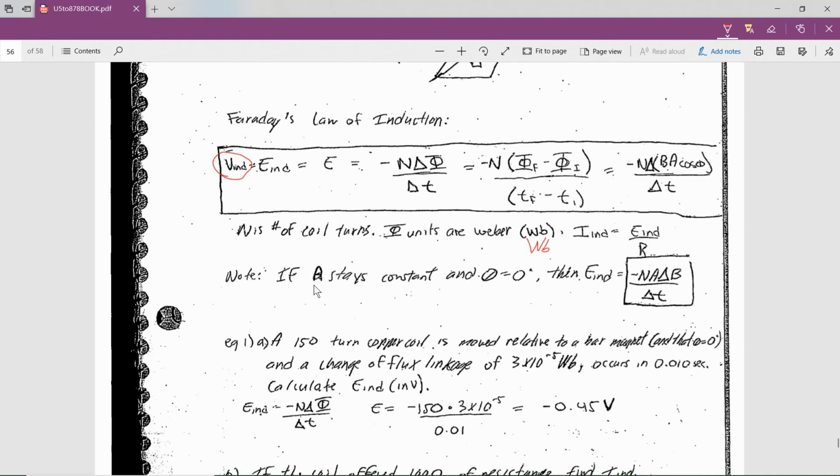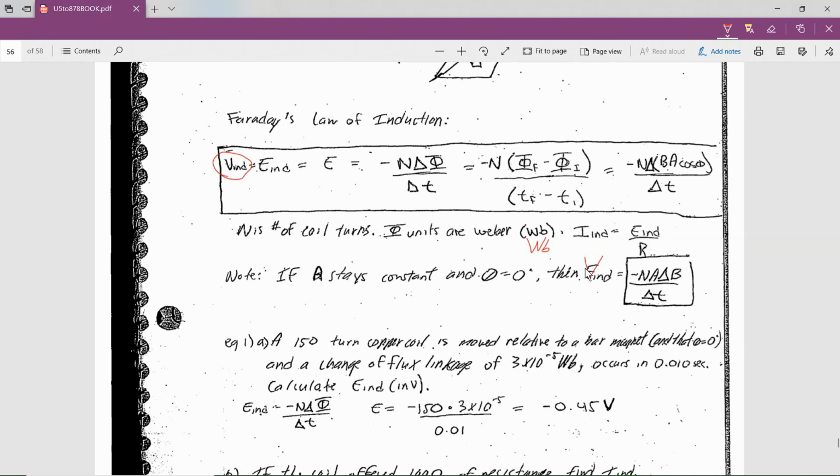Now in many examples, the area of the coil stays constant, and we're talking about maximum induction, so theta is 0 degrees. So then my area stays constant, so it can be brought in front of the change sign, and my cos theta becomes 1. So I get the induced voltage, E induced, let's call it V induced, is minus NA delta B by delta T. So the greater the change in magnetic field strength per time, the greater the induced voltage, the greater the area of the coil, the greater the induced voltage, the greater the number of turns of the coil, the greater the induced voltage.